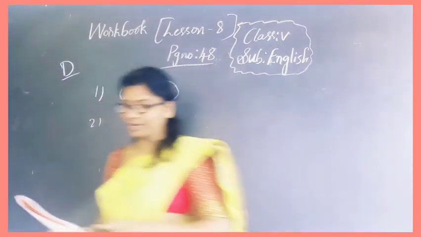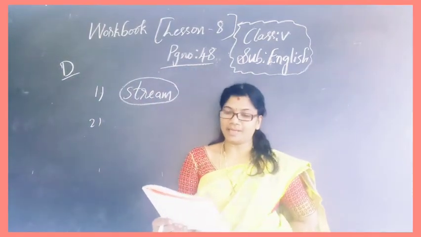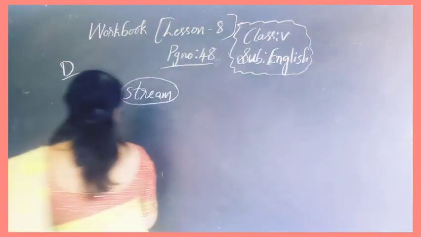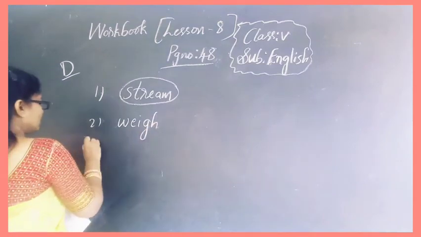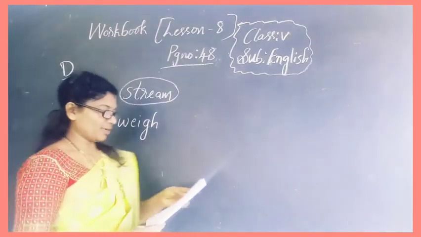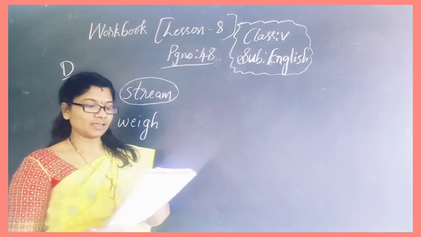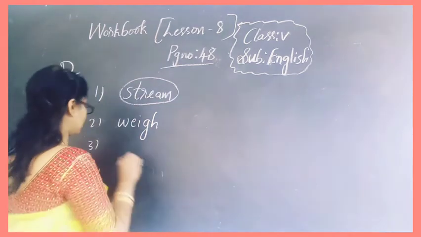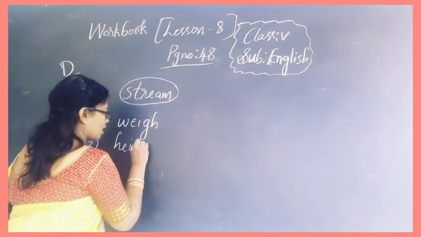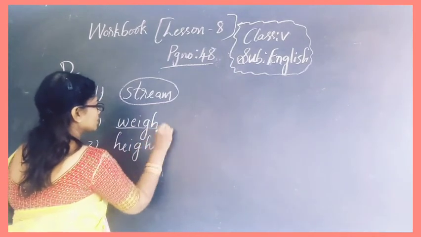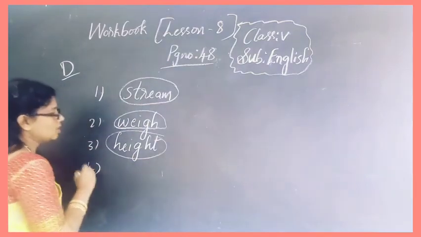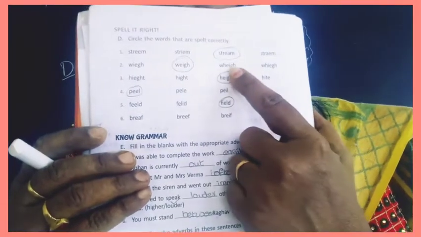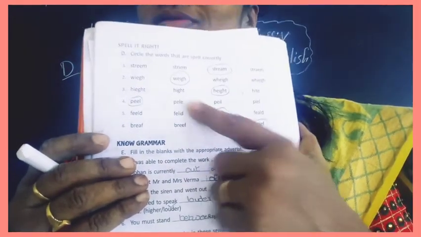Now let's go with the second one, weigh. Weigh spelling, W-E-I-G-H. Second one. W-E-I-G-H, weigh. Now let's go with the third one, that is height. H-E-I-G-H-T. Third one. Height is the correct answer. Now you need to circle every one. Don't forget to circle. Okay, height in this way. The correctly spelled word you need to circle.